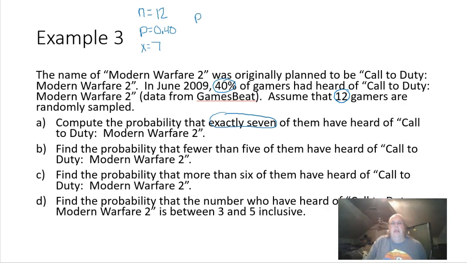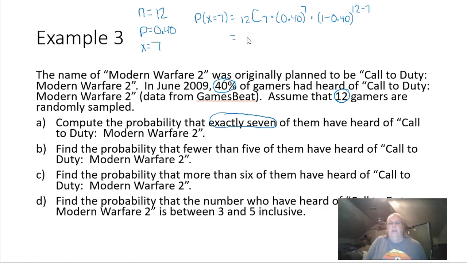All right, so the probability that exactly 7 people have heard of this game is going to be 12 things taken 7 at a time times our probability of success, which is 0.4, raised to the power of the number of successes we want, times our probability of failure, which is 1 minus our probability of success, raised to the power of the number of failures that we want to have, which will be our total minus our number of successes. Okay, let's put this in the calculator and see what we can get.